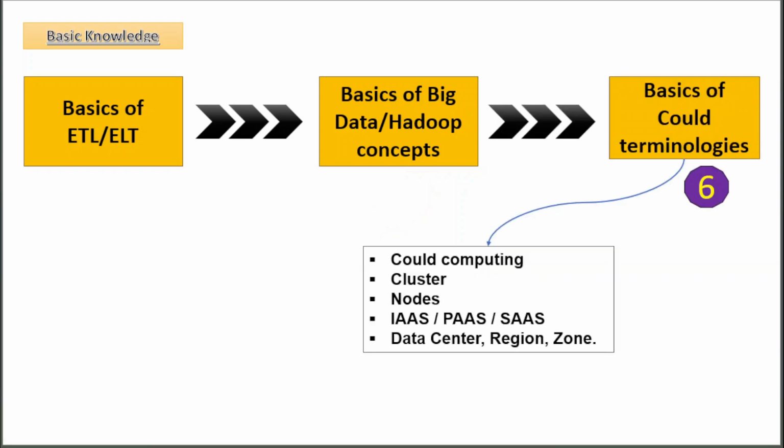Point number 6 is the basic cloud terminologies. Anyway, you are going to learn cloud in detail in your core topics, but it is good if you know the basic cloud terminologies such as what is cloud computing, what is a cluster, what are nodes, what is a data center, region, zones, and what the different services provided by the cloud are.